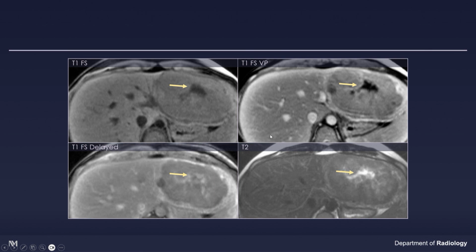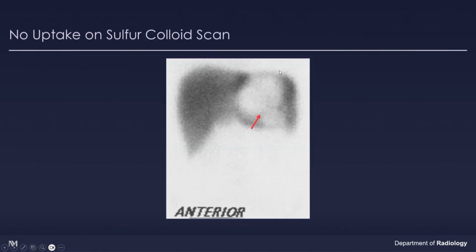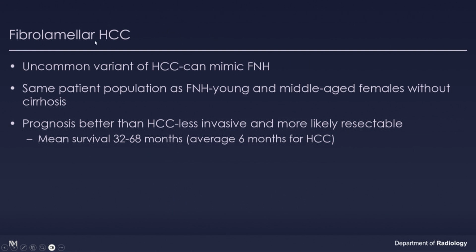But what's different about this case and what worried us at the time was, again, it didn't have that homogeneous arterial enhancement. Admittedly, this is more delayed, but it looks somewhat heterogeneous. At the time, we did a sulfur colloid, which we don't do all the time, but you can clearly see it's not taking up the agent, as you might expect it to with FNH, although not all FNHs take it up. And this was biopsied, and this is fibrolamellar HCC. This is an uncommon variant of HCC. It's the same patient population, unfortunately, as FNH. It's younger patients and middle-aged females, as well as males without cirrhosis. They say the prognosis is better than HCC, but it's still not very good.